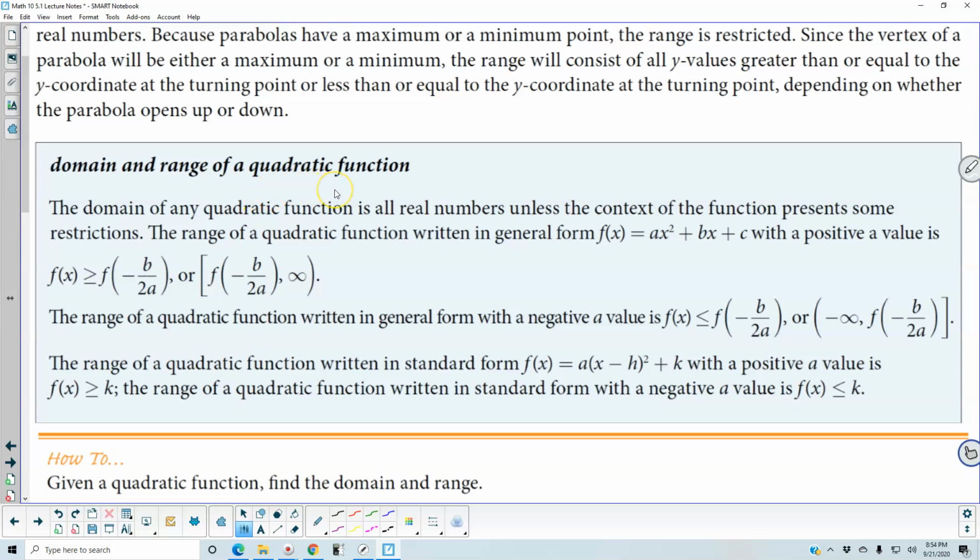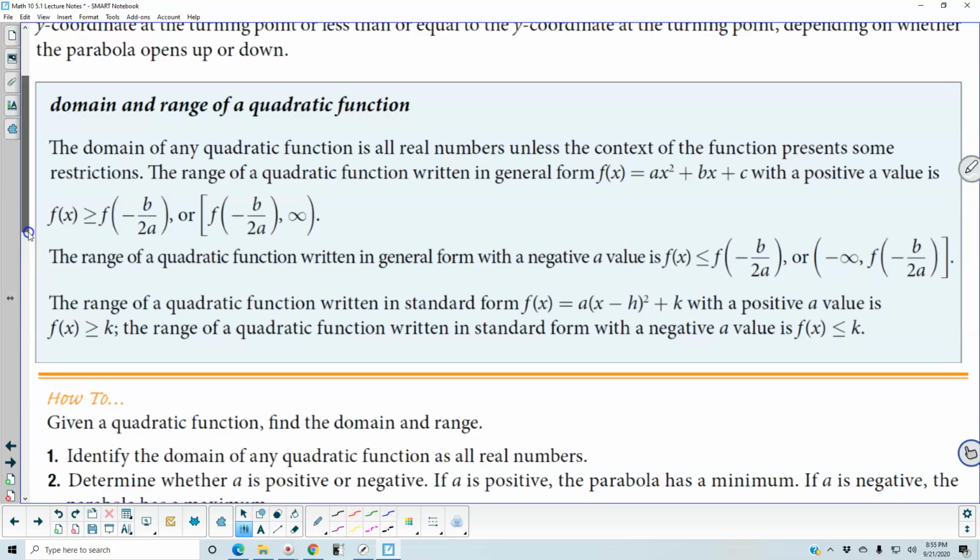Domain and range of a quadratic function. The domain of any quadratic function, again, is all real numbers unless the context of the function presents some restrictions. The range of a quadratic function written in general form, f of x equals ax squared plus bx plus c, with a positive a value is f of x greater than or equal to f of negative b over 2a, meaning that y value to infinity, and you're including it.